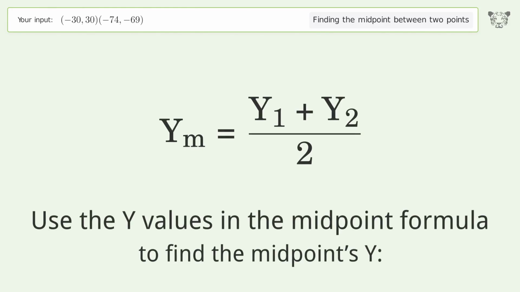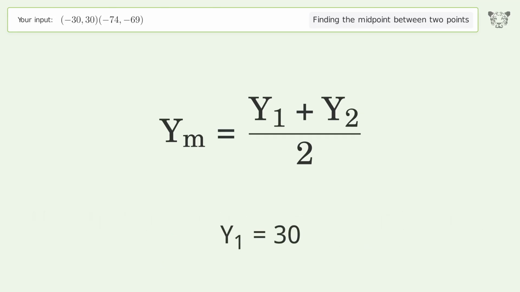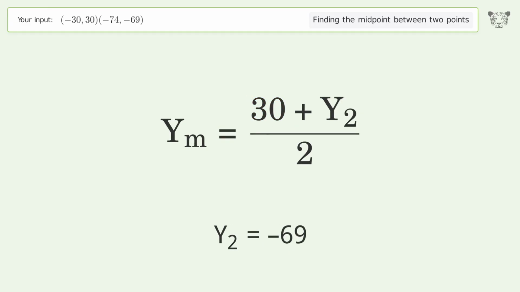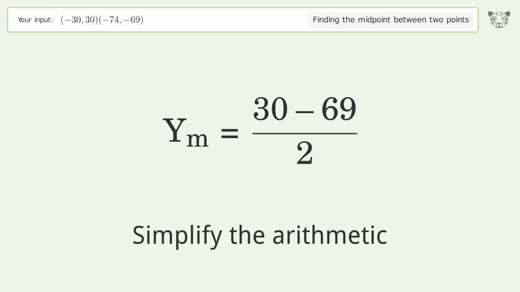Use the y values in the midpoint formula to find the midpoint's y. y1 equals 30. y2 equals -69. Simplify the arithmetic.